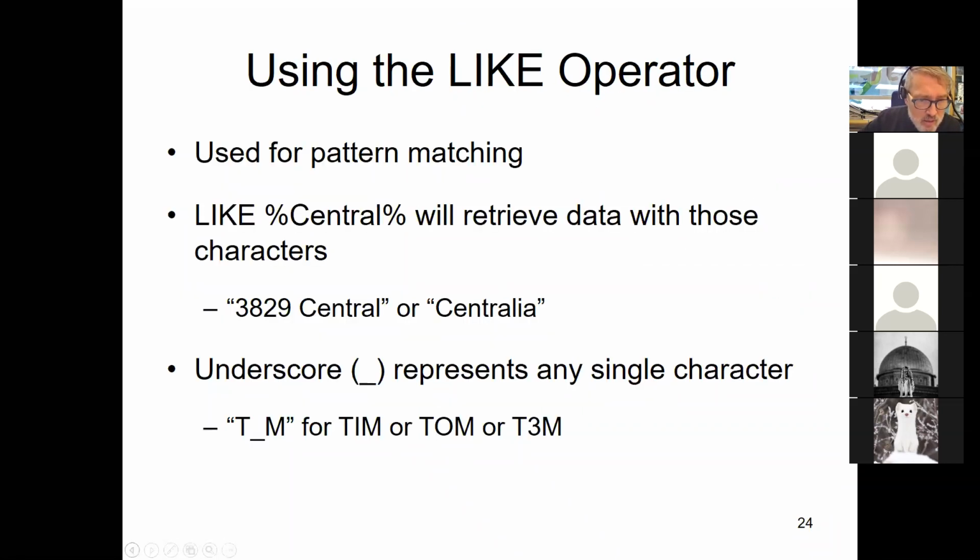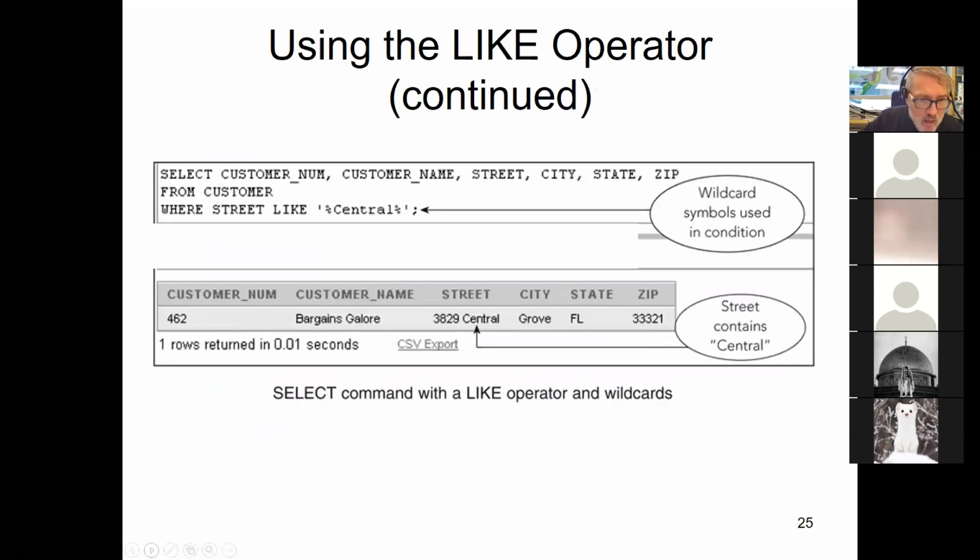Yeah, is that back there? Yes. T underscore M is going to give us all these values, Tom, Tim, whatever. All right, so here's the central one again. We got a percent before and a percent after. We got the like. And so what this is going to do is give us all the values that have central somewhere in the street.